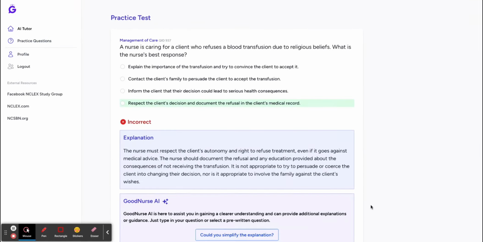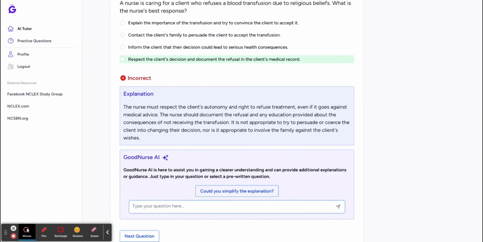The best response is D. The nurse must respect the client's autonomy and right to refuse treatment, even if it goes against medical advice. The nurse should document the refusal and any education provided about the consequences of not receiving the transfusion. It is not appropriate to try to persuade or coerce the client into changing their decision, nor is it appropriate to involve the family against the client's wishes.